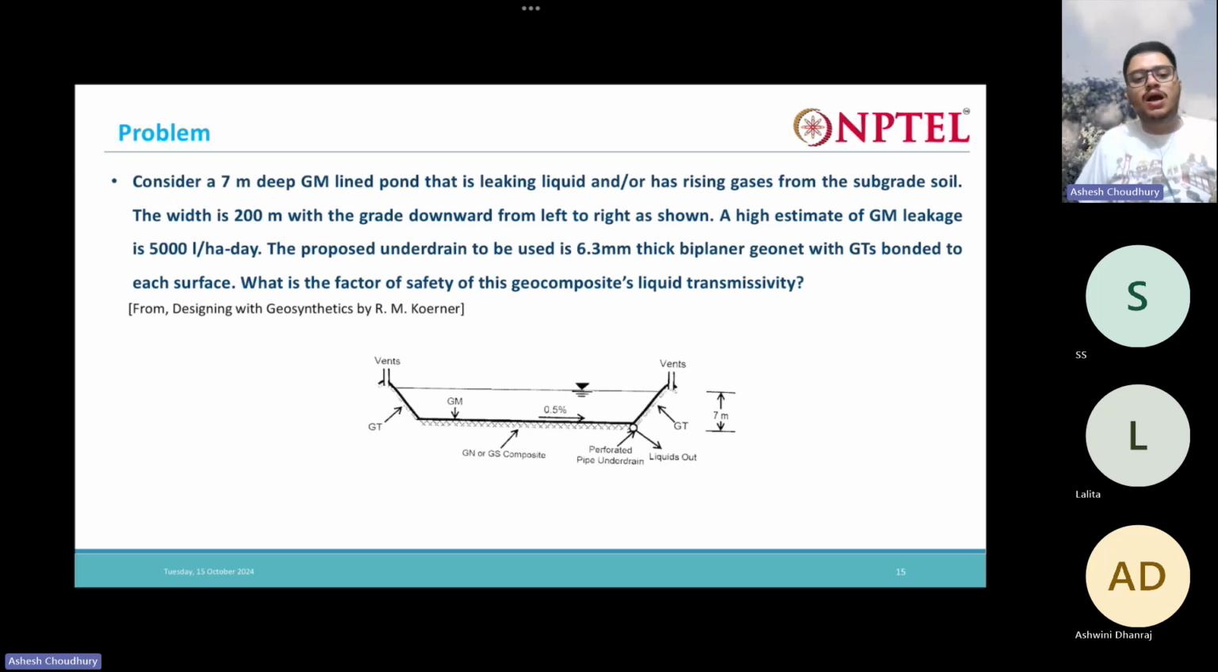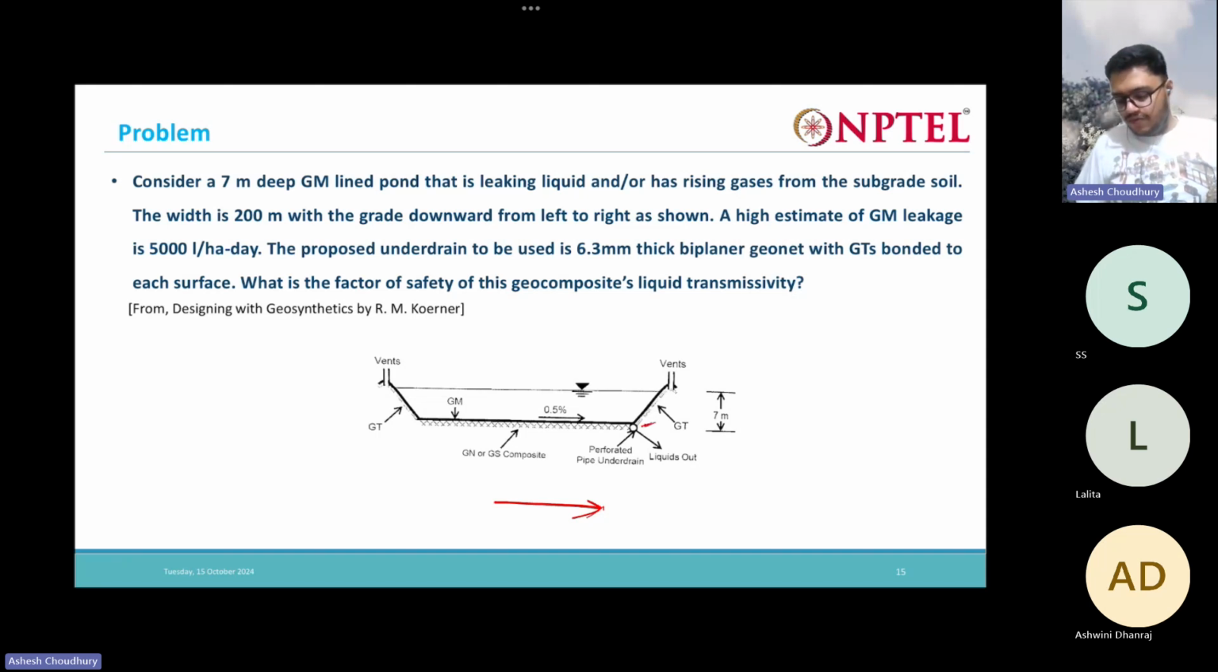The width is 200 meters with the grade downward from left to right as shown. So this is the grade, 0.5%, whatever is given in the question. The grade is from left to right, so the leaked liquid flows along the grade and finally comes out from the under drain.